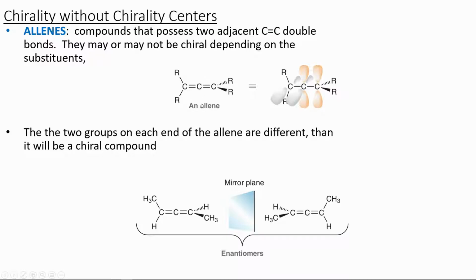We discussed that this carbon is sp hybridized because it's making multiple pi bonds with 2 different carbons. And if we look at those orbitals in 3 dimensions, you can see here's one set of p orbitals, and orthogonal to it, we have the other set of p orbitals. If we have different groups at the end of an allene, then we're going to have a chiral compound, because the mirror image of these two molecules will not be superimposable. So it depends all on the substituents.